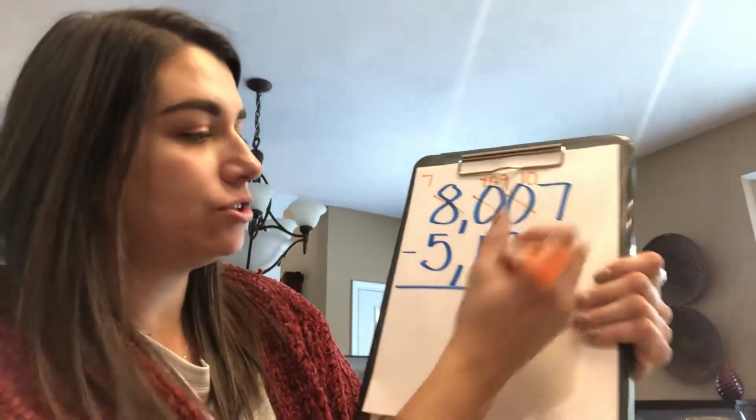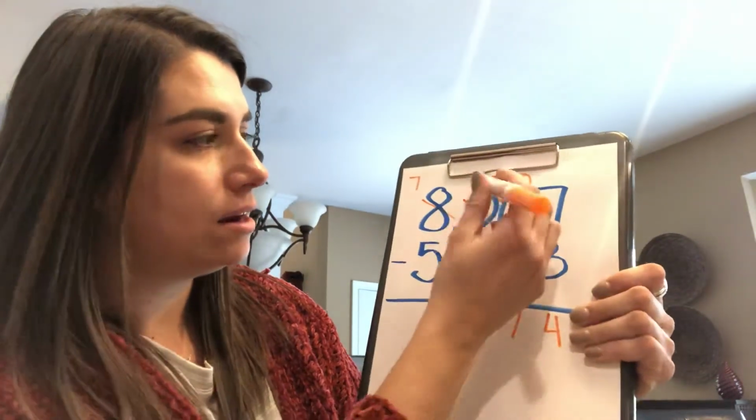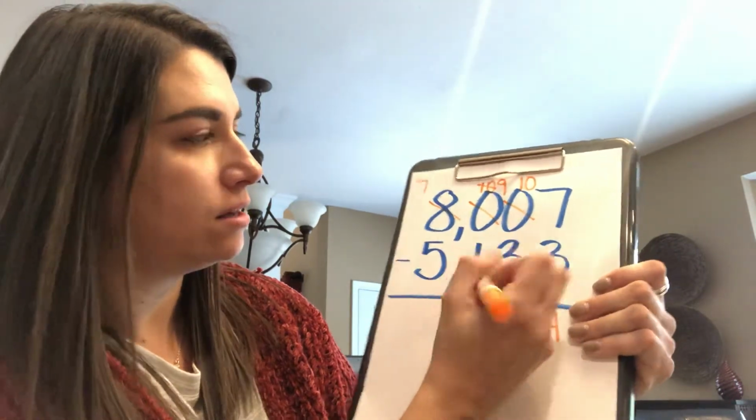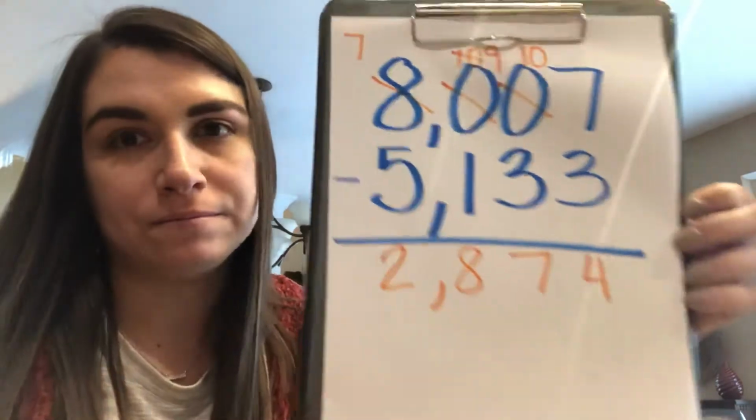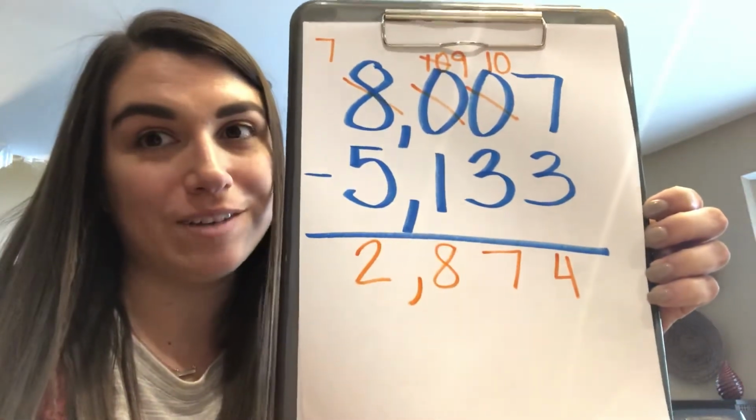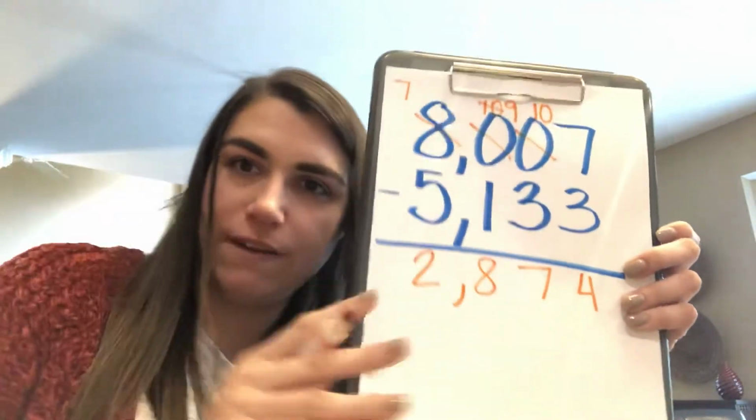So 10 minus 3 is 7. 9 minus 1 is 8, and 7 minus 5 is 2. And I put my comma in there. All right, so that was one of the harder ones that we've done. So you got that one right? Virtual high five. And then now, our word problem.